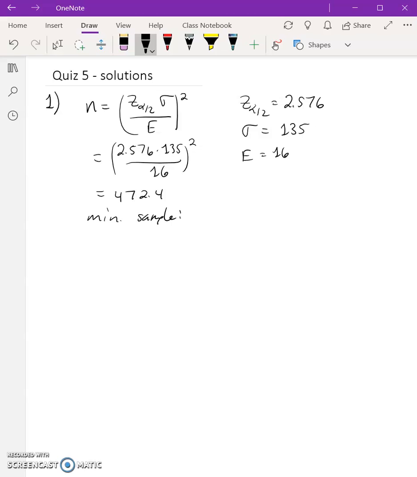So our minimum sample size, we always have to round this number to a whole number because it makes sense, right? But we always have to round up. So our answer needs to be 473 because this right here, this is the absolute minimum. If we went down to 472, we don't have the minimum anymore. We have to always round up. So always round up.